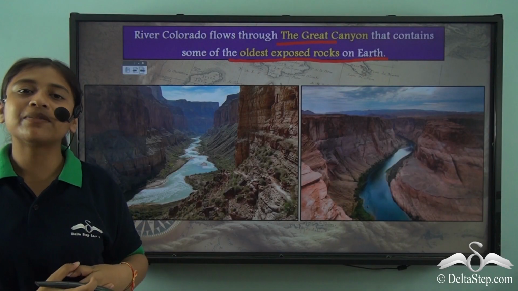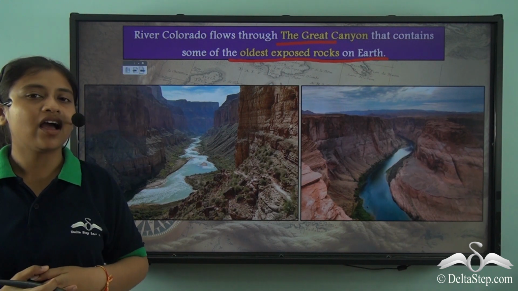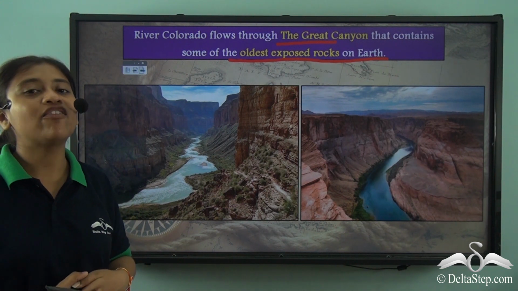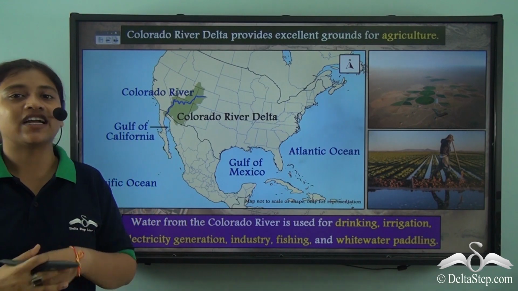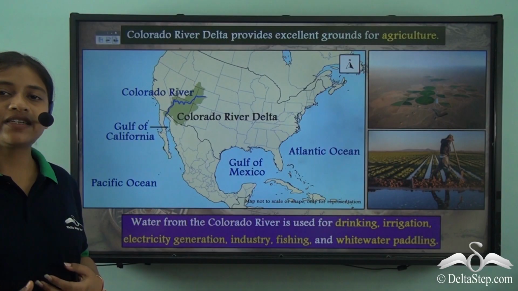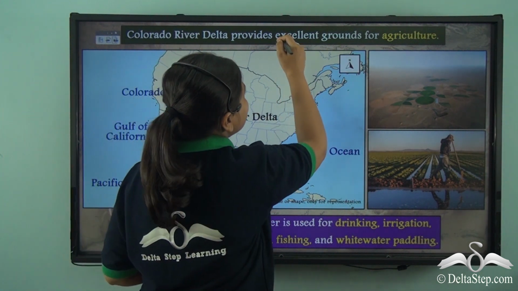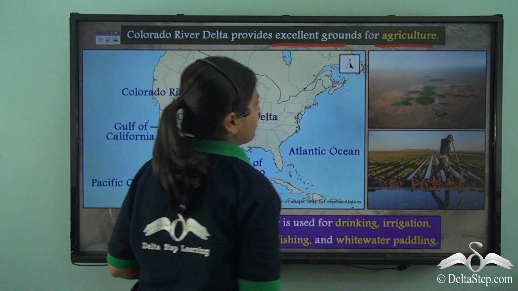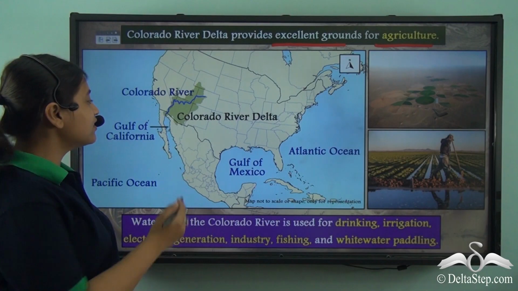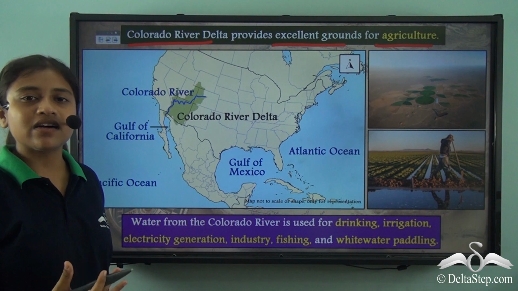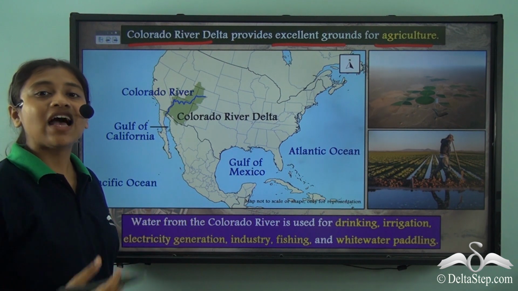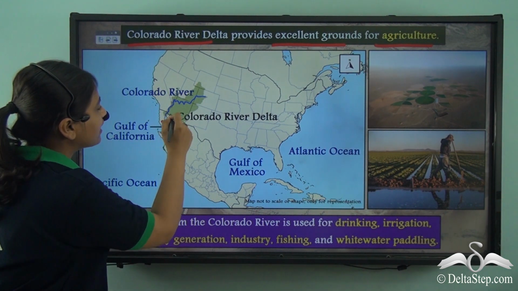So if you ever happen to visit the United States of America, then you must visit this place of adventure. Now, besides that magnificent attraction, the Colorado River Delta also provides excellent grounds for agriculture. So, as we can see on the map, the Colorado River Delta falls at the natural terminus of the Colorado River, that is at the Gulf of California.